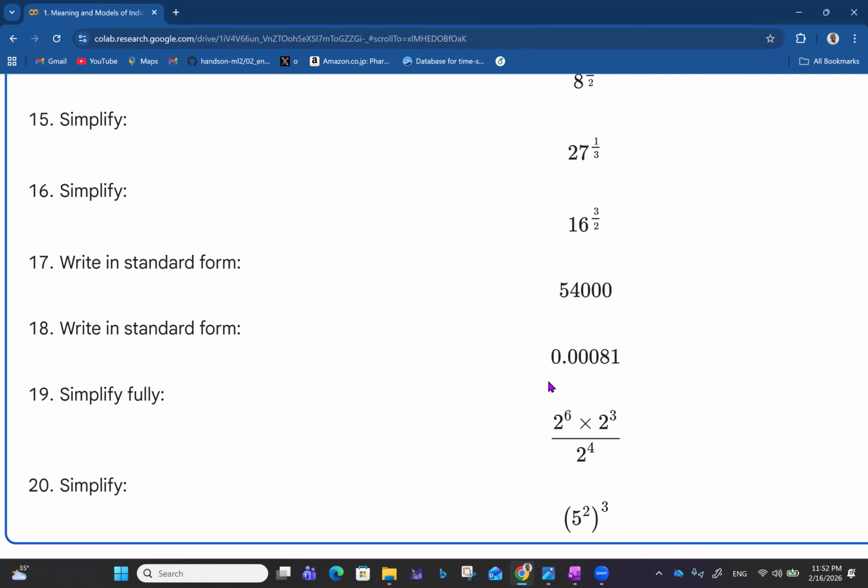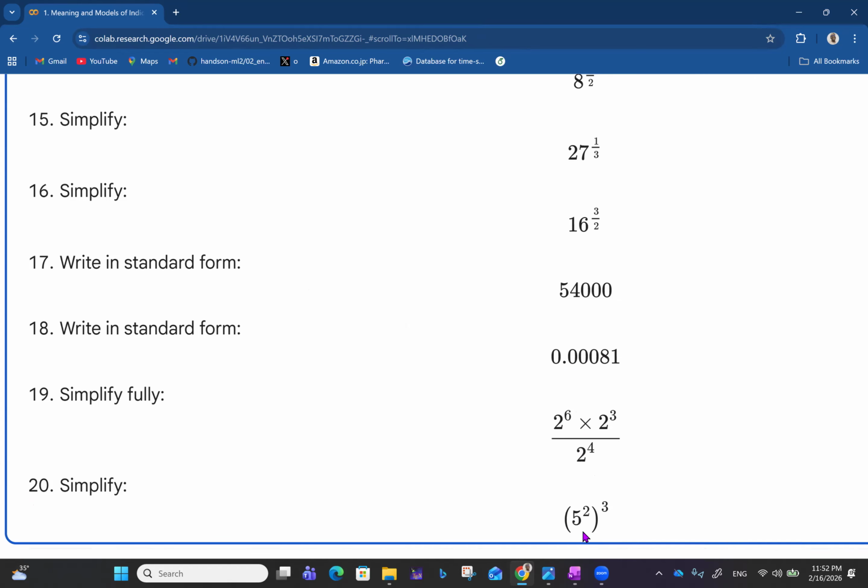Okay, for standard form now you have 1, 2, 3, 4. That's 8.1 times 10 raised by minus 4. Then for this, 2 times 2 raised by 6 times 2 raised by 3 over 2 raised by 4. That's 6 plus 3, 9. So 2 raised by 9 over 2 raised by 5. That's 2 raised by 9 minus 5, that's 2 raised by 4, which is 16.